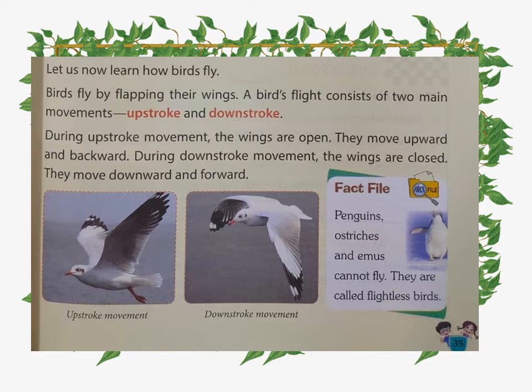So there are two mechanisms, upstroke and downstroke. Keep in mind the movement of the wings: in the upstroke, upward and backward, and in the downstroke, downward and forward. Okay. And one more fact file is given in your book, on page number 35. Penguins, ostriches, and emus cannot fly. They are called flightless birds. I explained this to you before also. Okay, you can move next.